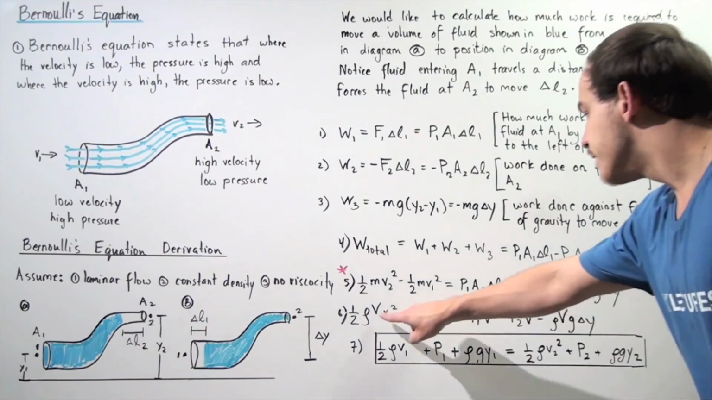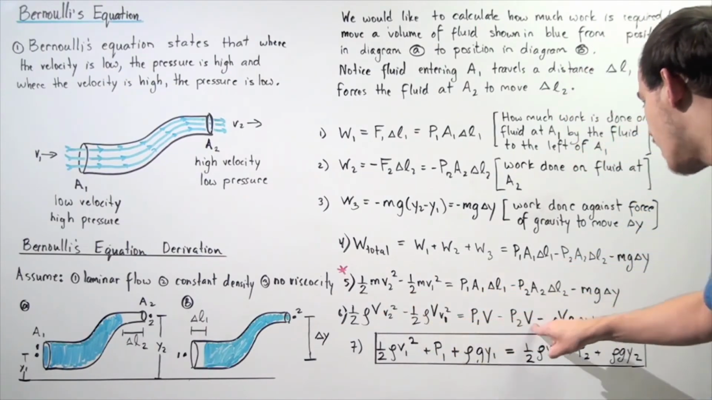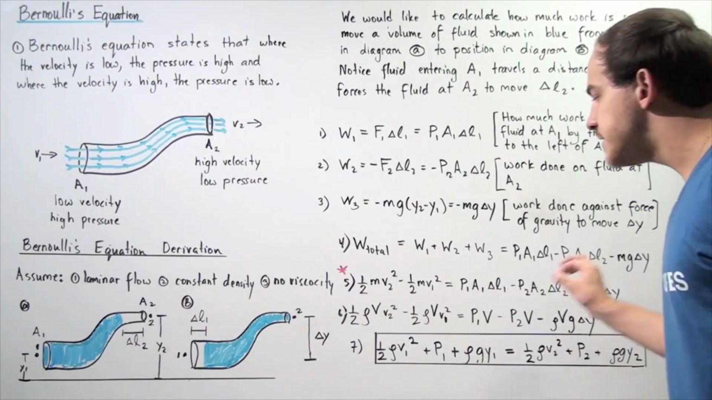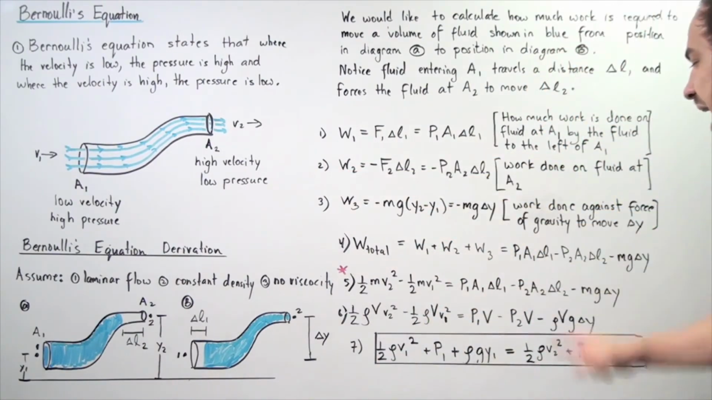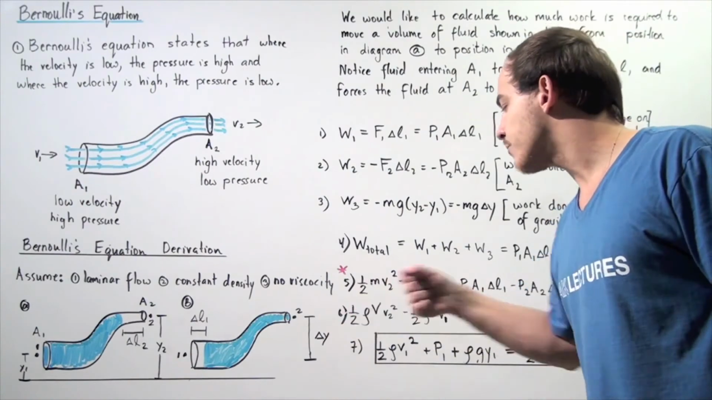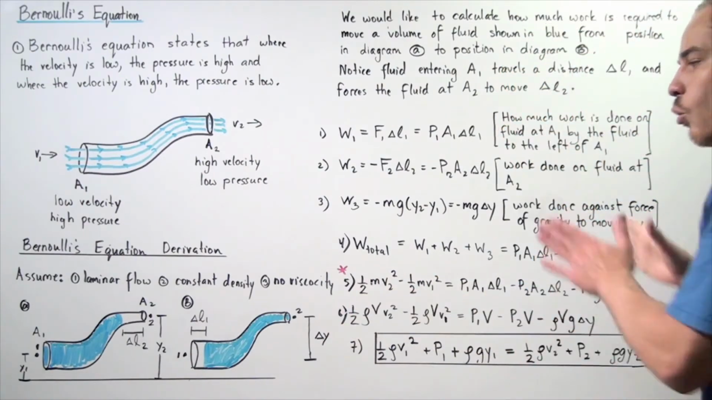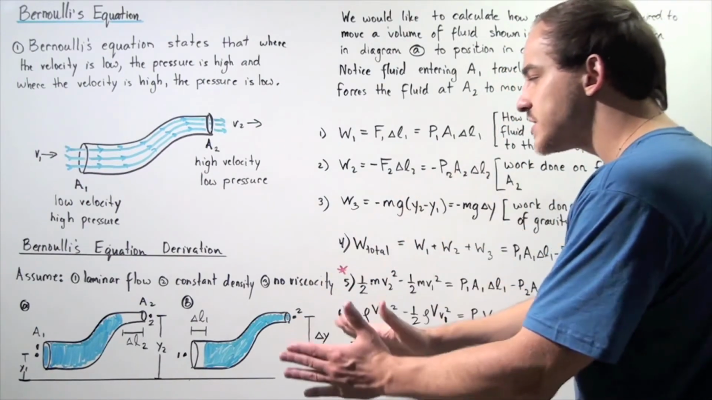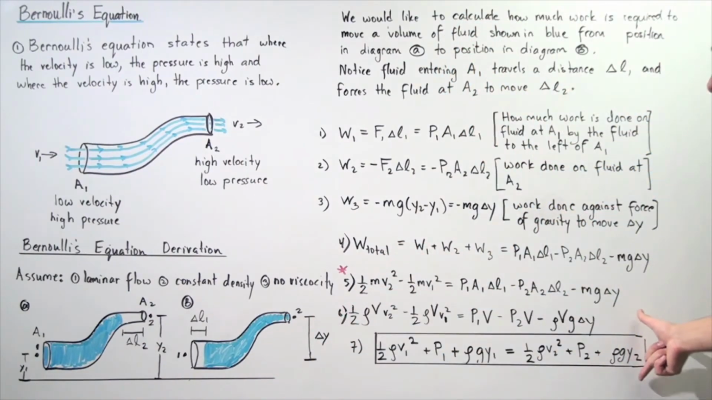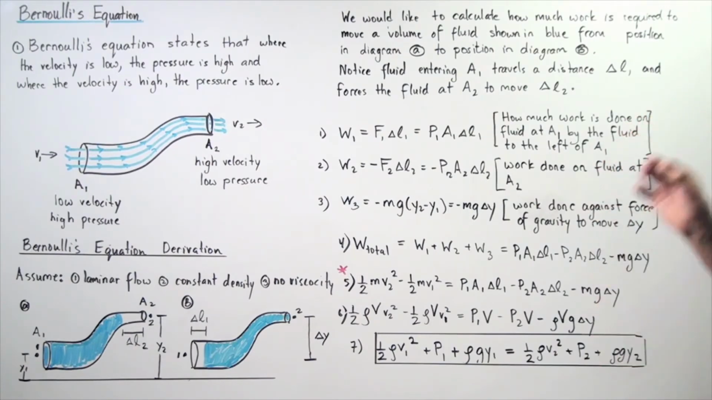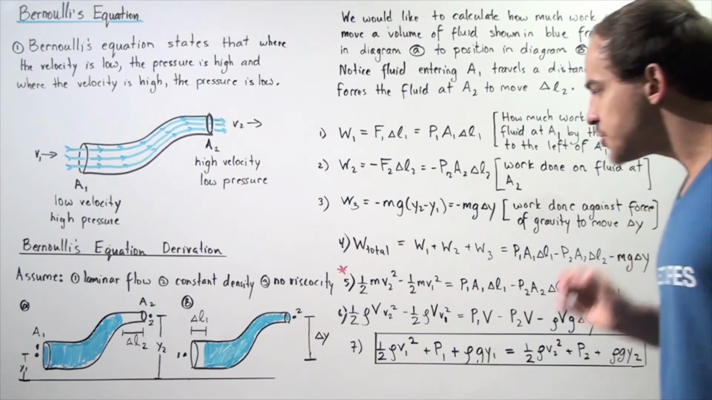So now we have volume appearing on every single term, and in fact, we can cancel those terms out. And if we rearrange our equation and bring all the 1 terms to the left side and the 2 terms to the right side, we get the following result. And this result is known as Bernoulli's equation.